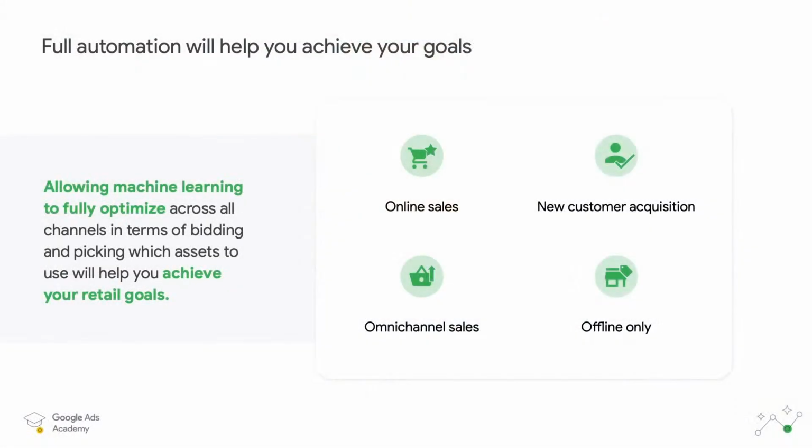As Jeff mentioned, Performance Max can help marketers navigate complex retail media landscapes and drive performance through automation. But it can also help retailers drive their specific goals with its wide range of features and customization. Whether you're driving online sales, focusing on new customers, bidding towards omnichannel sales, or store goals, there are various ways to utilize Performance Max to achieve this.